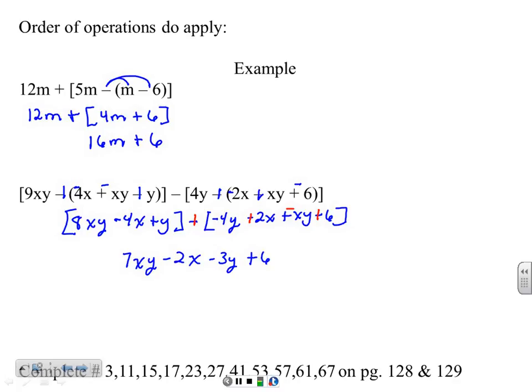Alright, so what I would like for you to do is attempt these problems on page 128 and 129. If you need help, look back in the video or look in your book because it's a great resource.